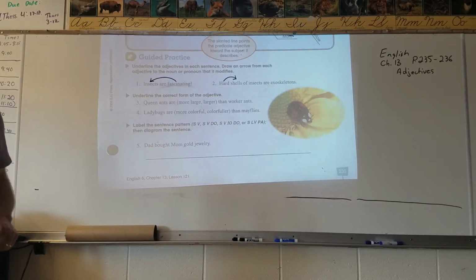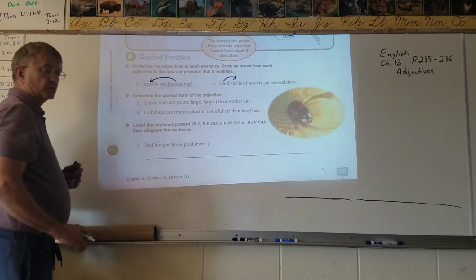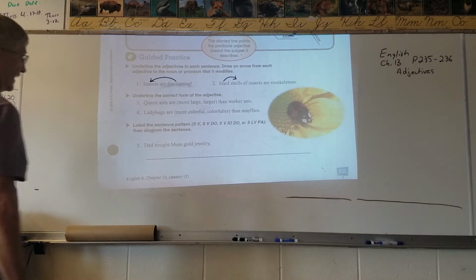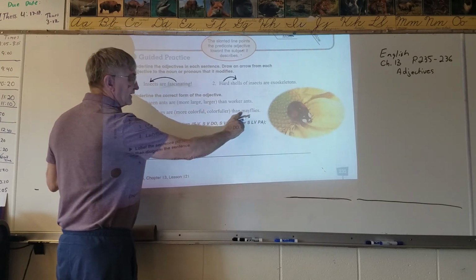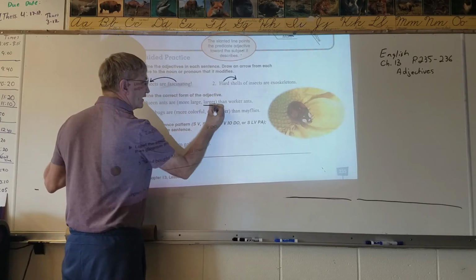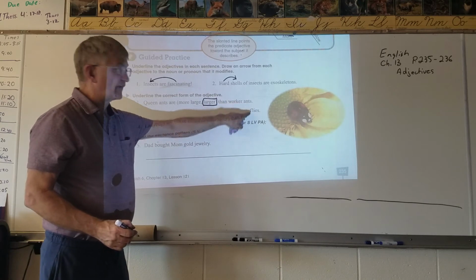All right, now if we take a look at that, just reading it, if we take a look at that back to the rule that we said earlier, it says on there, compares two things that end in ER or are used with more or less. All right, so in this case, queen ants are larger than worker ants. So it's comparing two sets of ants. All right, so therefore, larger is my correct answer. Because I'm comparing one set of ants to the other set of ants.